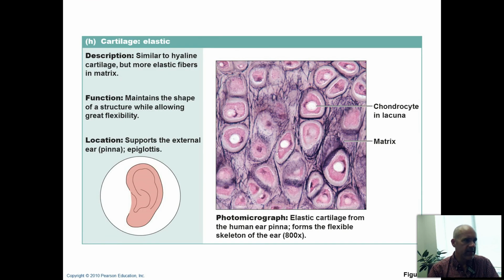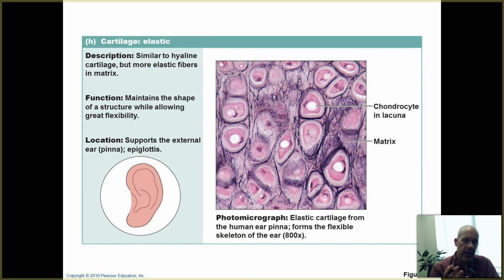All right, then elastic cartilage is pretty straightforward. It's similar to hyaline cartilage. So you've got the extracellular matrix in there, you have your ground substance that has a pretty firm consistency, but you have a lot more elastic fibers, as the name would suggest.